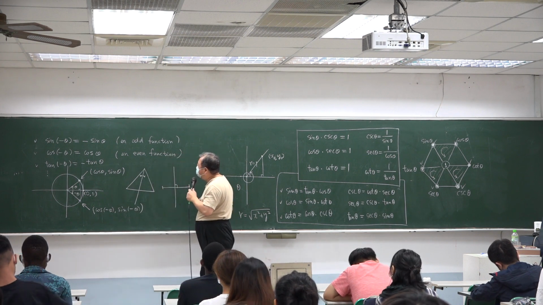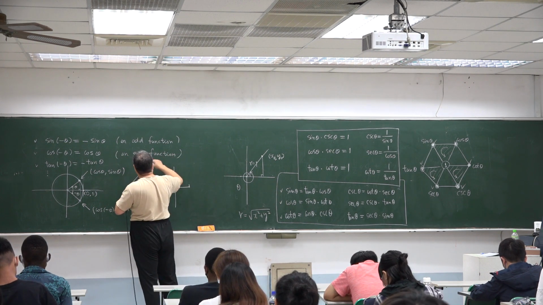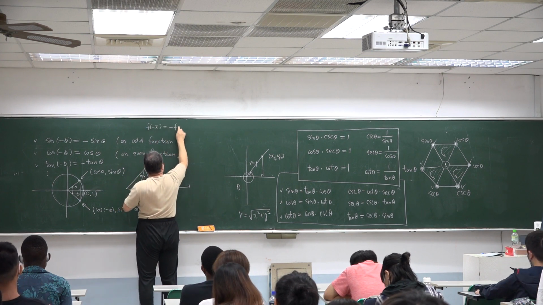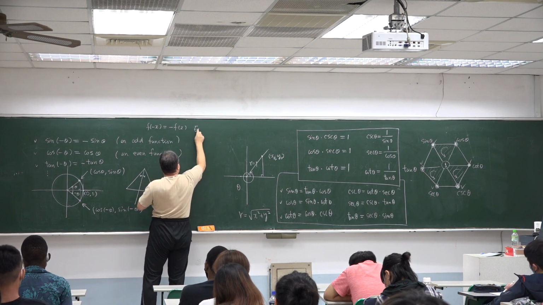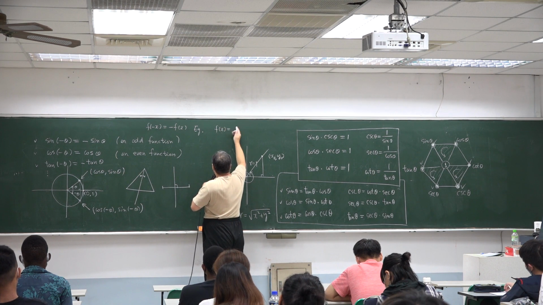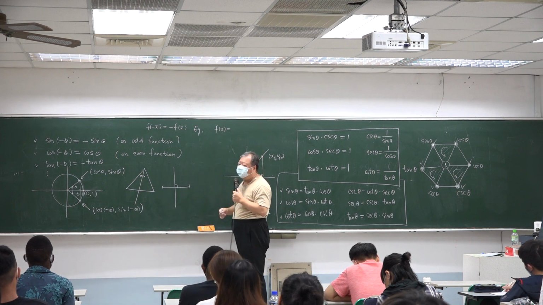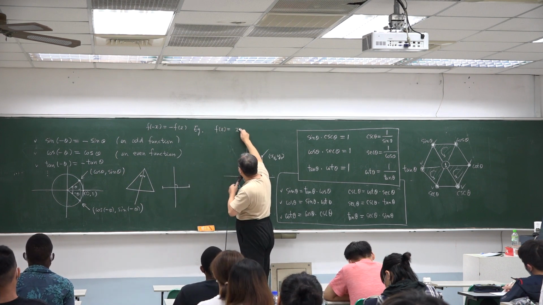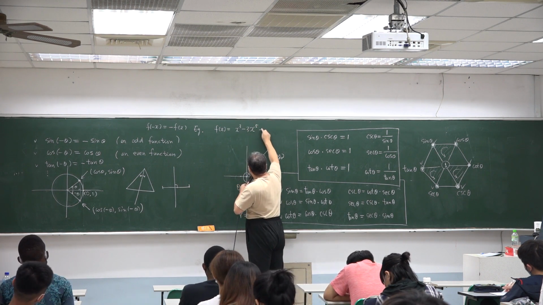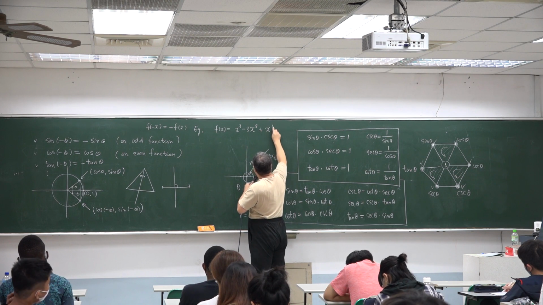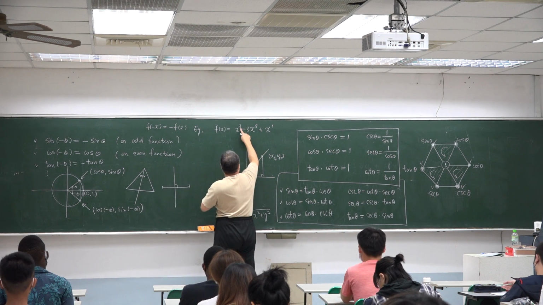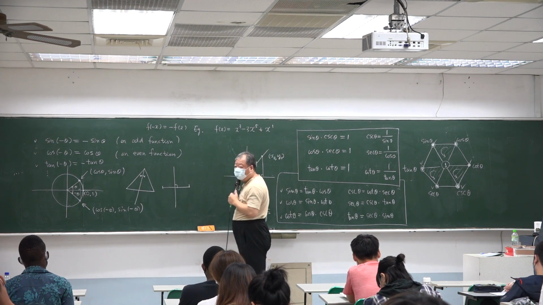Okay, why do we call a function with this property an odd function? Because if we consider a polynomial function with only odd powers, for example, x cubed minus 3 x raised to the 5th power, this function has this property. Odd number, odd number, odd number.